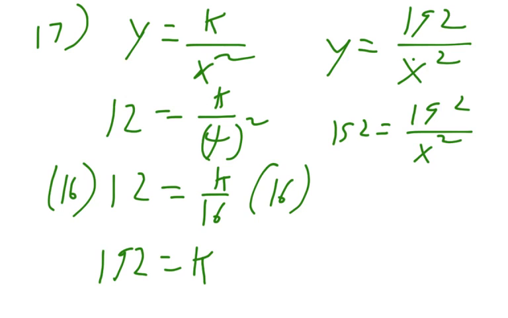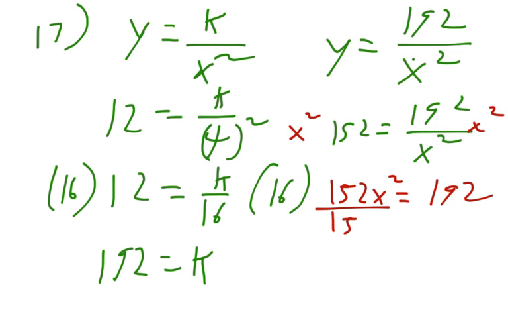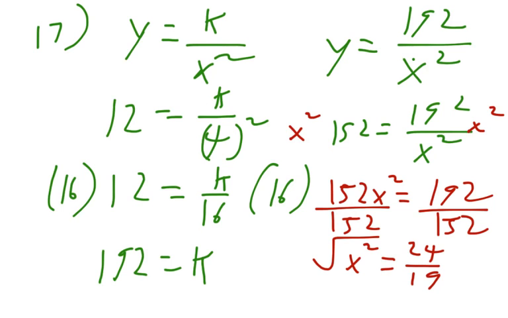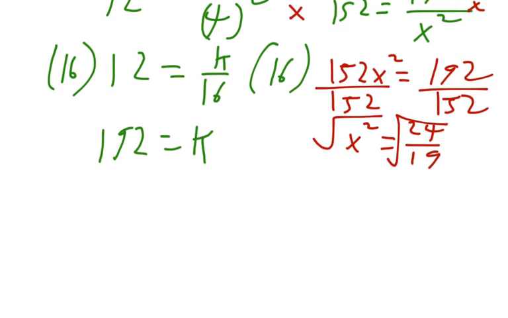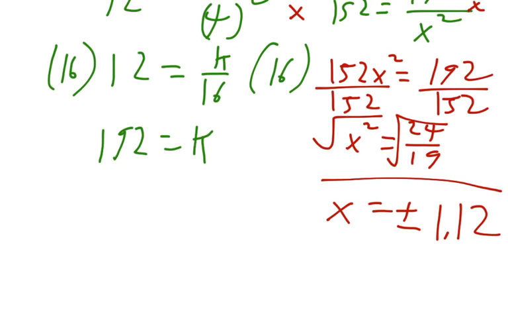So I'm going to multiply both sides by x squared. So 152x squared equals 192. Divide by 152. And that gives me x squared equals 24 over 19. And when I square root, I get x equals plus or minus 1.12. That's it for the second part of the review.